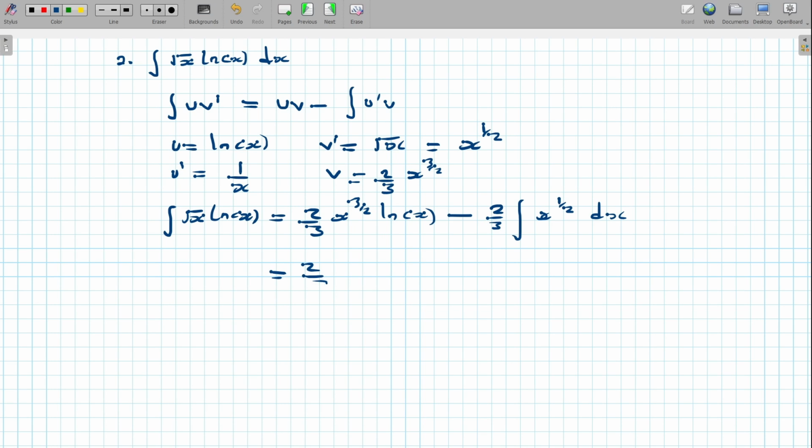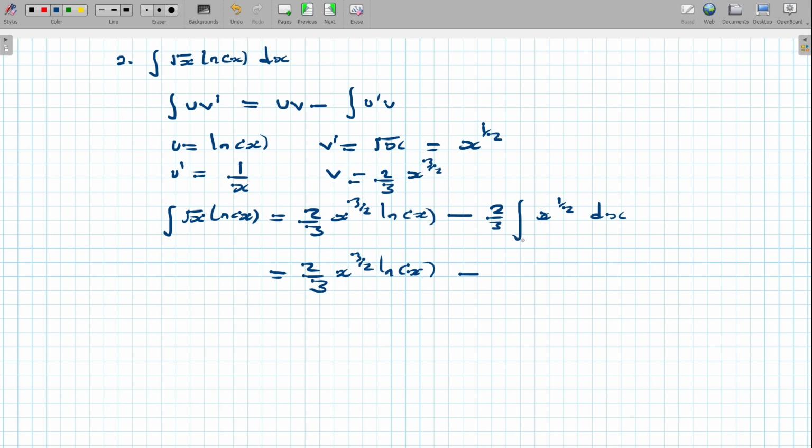So here we're going to have 2 divided by 3 and then x to the power 3 divided by 2, and then natural log of x, like so, and then minus, and of course this is going to give us another 3 divided by 2 as the power, and then divided by 3 divided by 2.